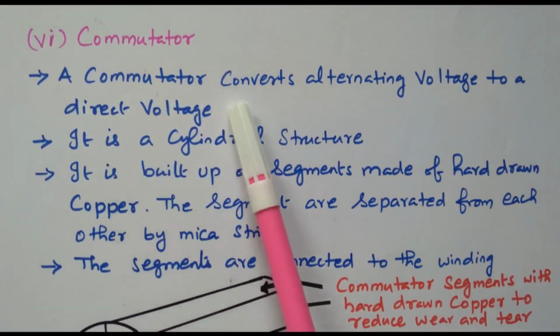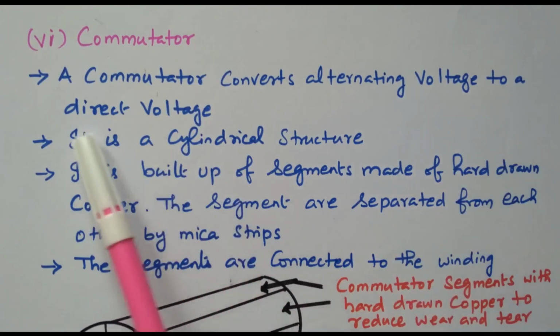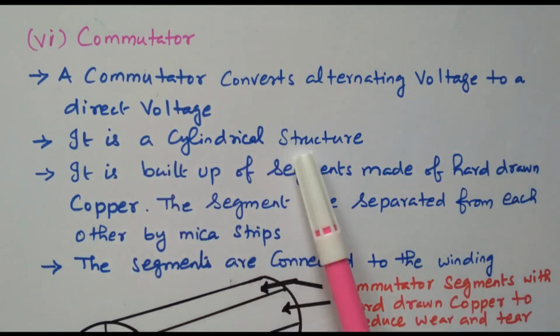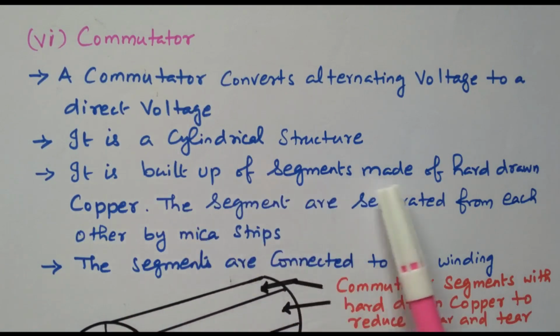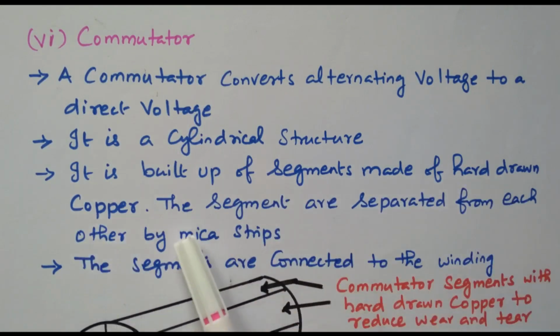A commutator converts alternating voltage into direct voltage. It is a cylindrical structure built of segments made of hard drawn copper. The segments are separated from each other by mica strip. These segments are connected to the winding.